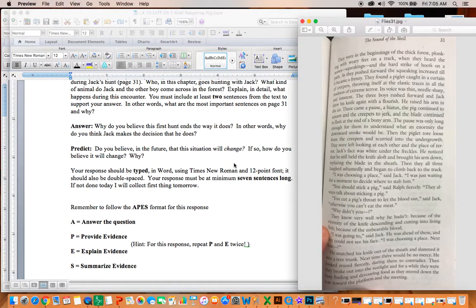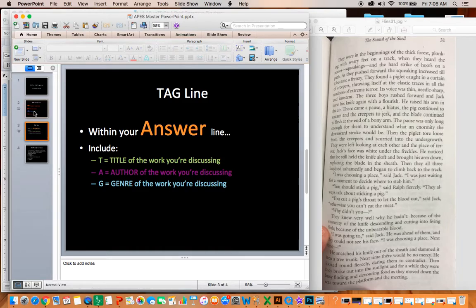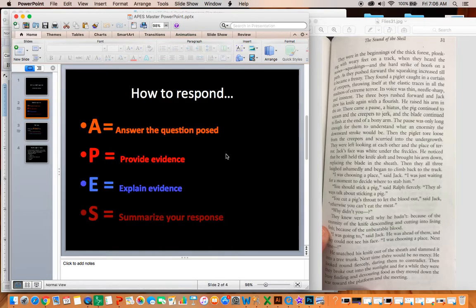And if you look on page 31 of Lord of the Flies, the decision that he makes is really no decision at all. He wants to kill the pig, but he's unable to kill the pig. And why? Why is this so? So we will be answering again using APES. If you know APES: answer the question posed, provide evidence, explain your evidence, then summarize your response.